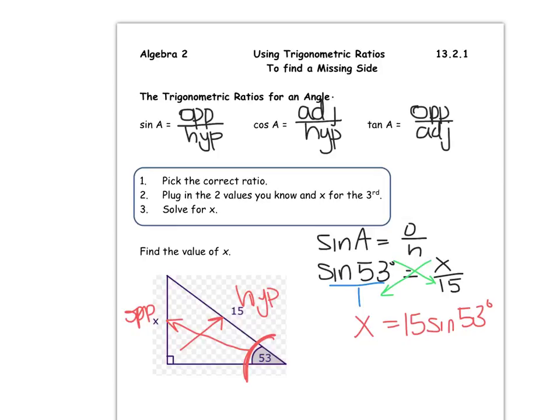And now I pick up my calculator. Make sure your calculator's in degree mode. Ask if you need help, and type 15 times the sine of 53, and you'll get 11.980 if you round. Okay, let's try another one.